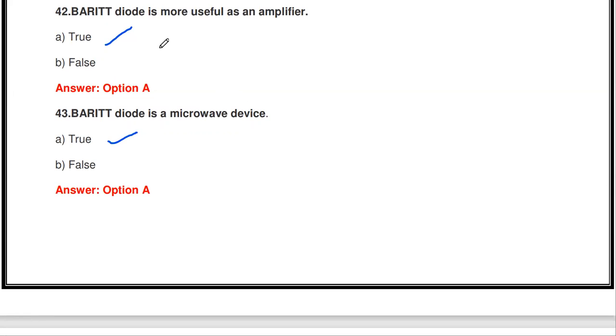So the devices we will discuss in this topic, the tunnel diode, Gunn diode, the transferred electron device, then TRAPATT, BARITT, all devices are working in the microwave field. These devices are microwave devices only. So the BARITT diode is a microwave device.